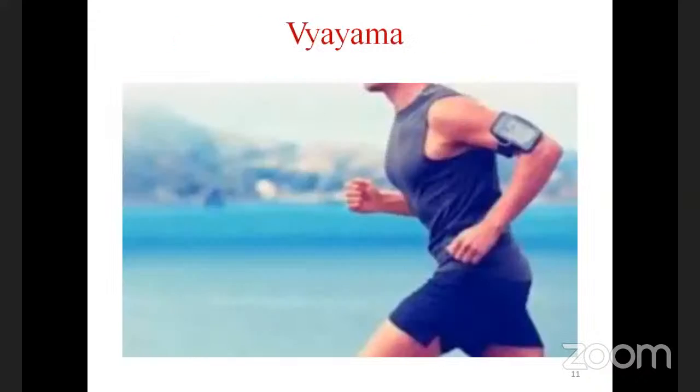So next is about Vyayama. In the causative factors, we have explained that if we do Ati Vyayama, it will cause Pranavaha Srotas Dushti. So how we have to do Vyayama is that the person should do Vyayama in a moderate way. That means half of one's strength, as explained by the Acharya. The person should do Vyayama to half of his strength.